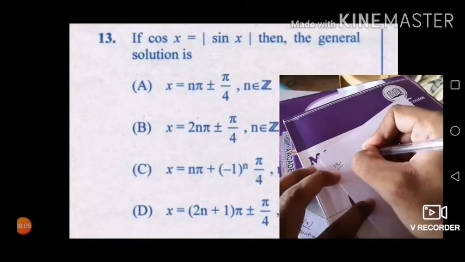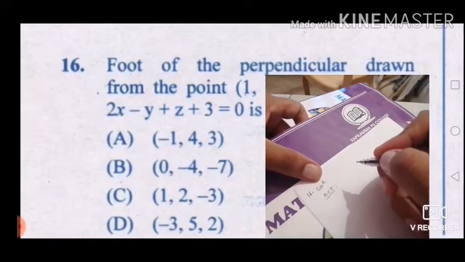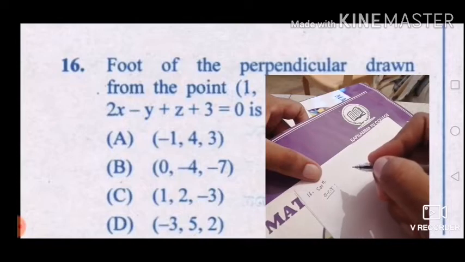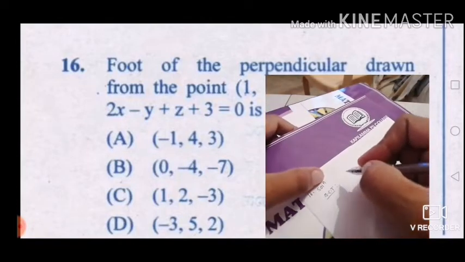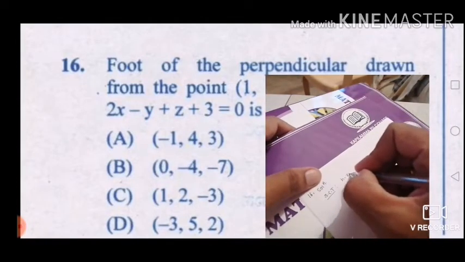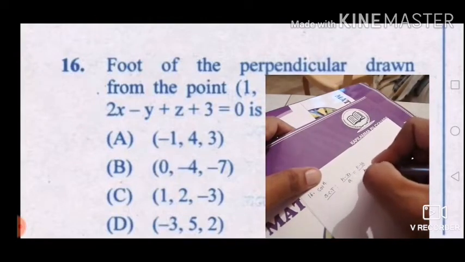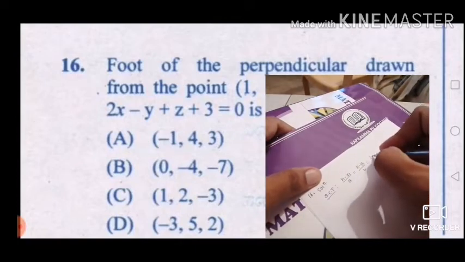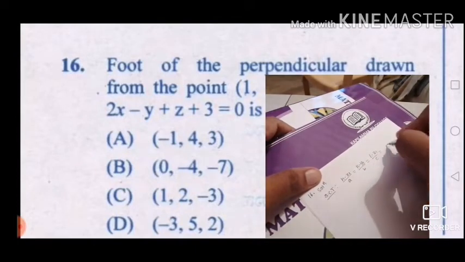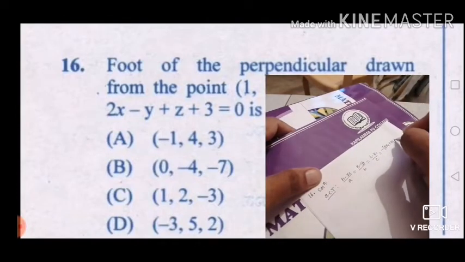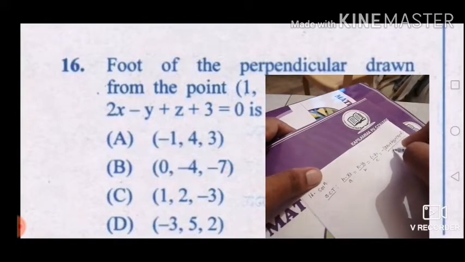The given equation is for finding the foot of the perpendicular from any point to any plane: (h minus x1) by a equals (k minus y1) by b equals (l minus z1) divided by c, which equals minus (ax1 plus by1 plus cz1 plus d) divided by (a square plus b square plus c square).